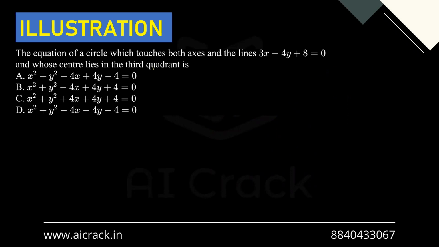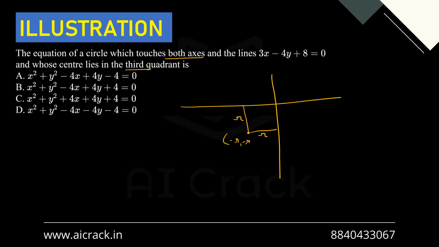The equation of a circle which touches both axes and the line 3x minus 4y plus 8 equals to 0, and whose center lies in the third quadrant, is. So we have this coordinate axis, and since it has explicitly mentioned third quadrant over here, and it's also touching both the axes, we have this radius r over here, right? And this coordinate would be minus r comma minus r, because r is always positive, it's a radius, it's length. So r is positive. That is why, since this is in third quadrant, we have to consider minus r and minus r over here. And this is how our circle looks like.